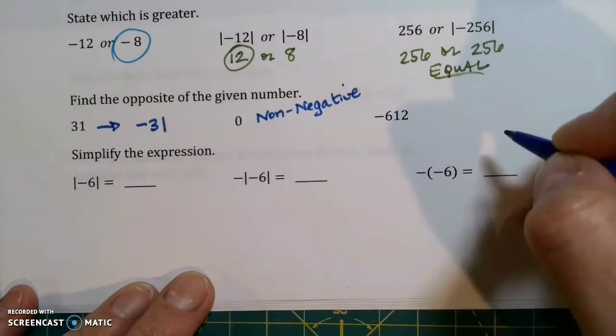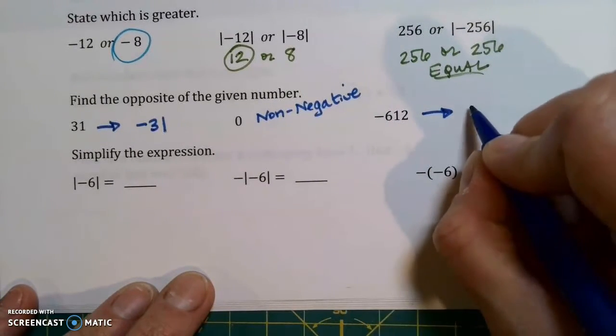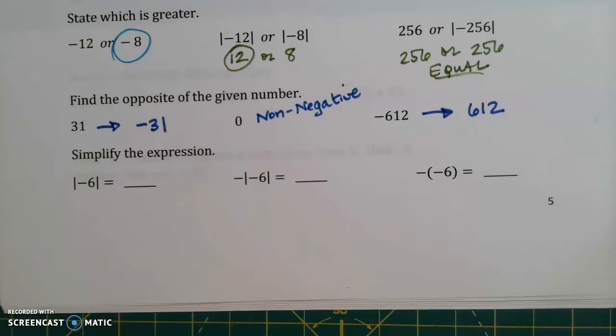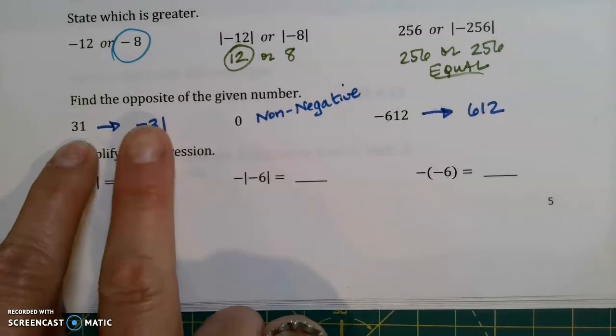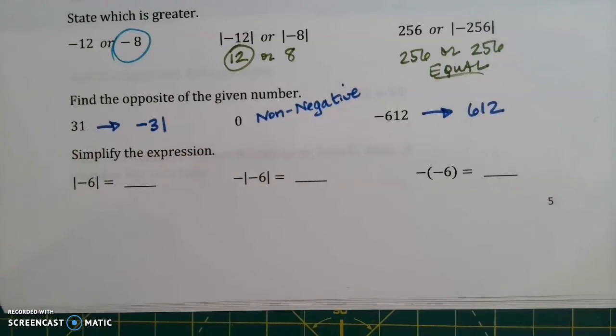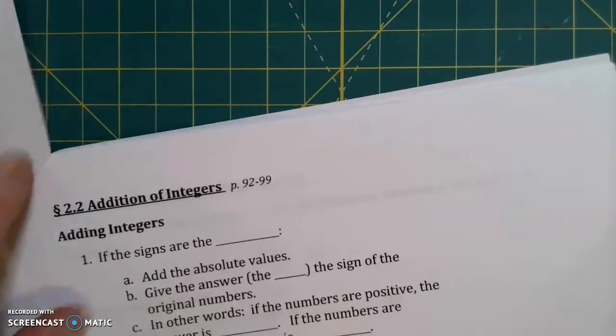And then the negative 612, okay, we'll just flip the sign on that and make it positive 612. That would be the opposite. And the key with the opposite is thinking about what number I would add to it that would get me equal to 0. Because if I add a number and its opposite, I should always end up back at 0. All right, I'm going to skip those right now and look on at page 6.